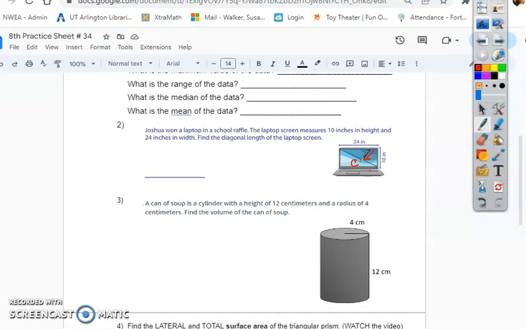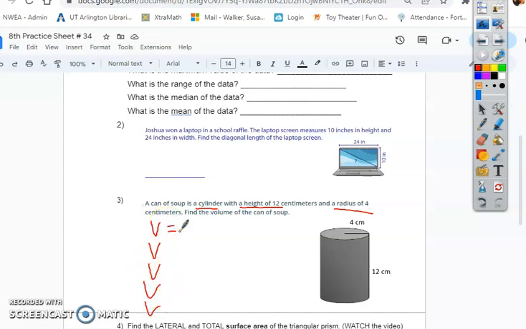So A squared plus B squared equals C squared. Okay. Number 3. A can of soup is a cylinder with a height of 12 and a radius of 4. Find the volume. So remember, we do our 5B method. Okay, I'll start you off.